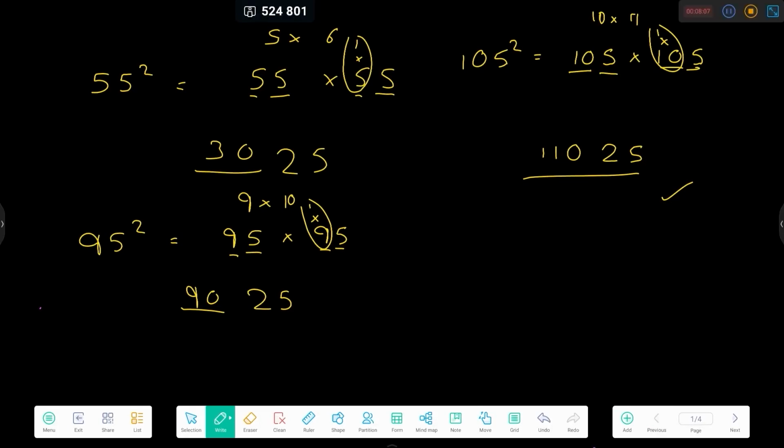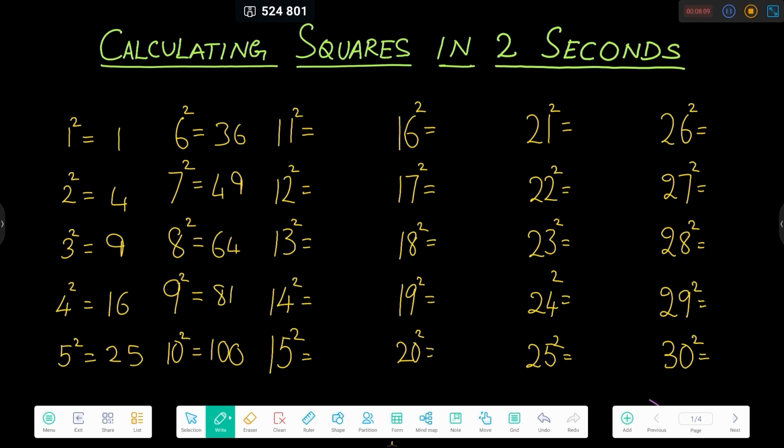Now let's proceed with our other numbers. Before that, let's just fill these up. 11 square is 121. 12 square is 144. 13 square is 169. 14 square is 196. 15 square is 225. Now let's proceed with other numbers starting from 16.